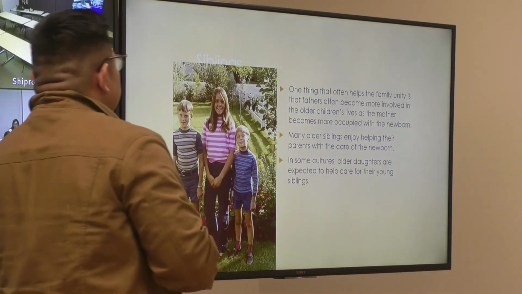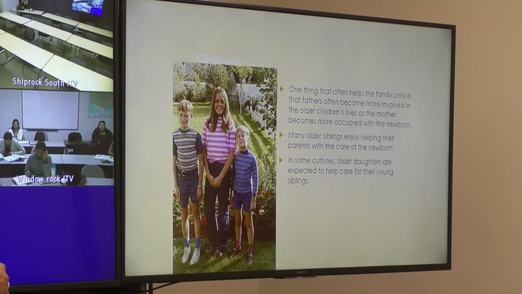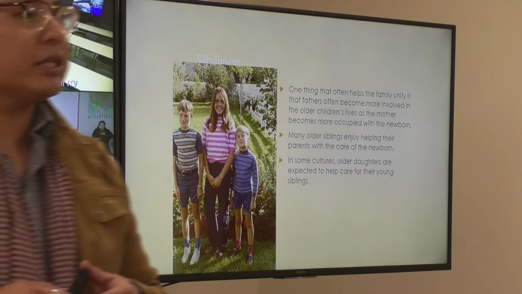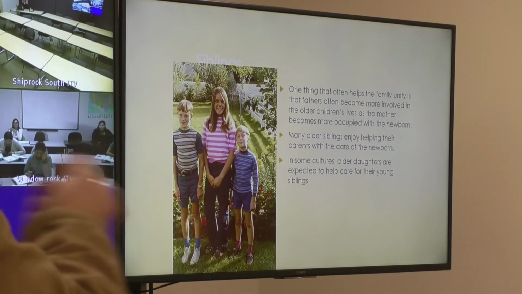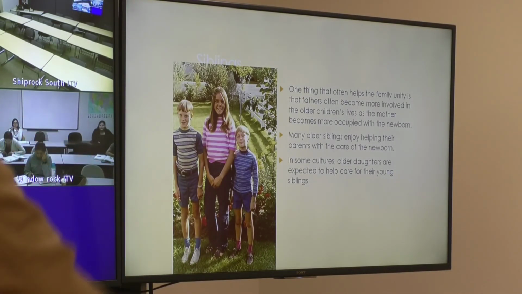One thing that often helps the family unit is that the father often becomes more involved in the older children's lives. Again, on the reservation, that's not always the case because you have a lot of single-parent homes. Many older siblings enjoy helping their parent with the care of a newborn. And I've seen it to the point where older siblings end up being the primary caregiver, again because the parent is not always there as well. So that's always an impact.